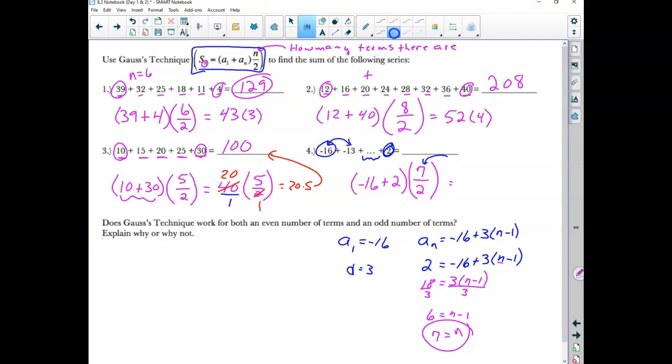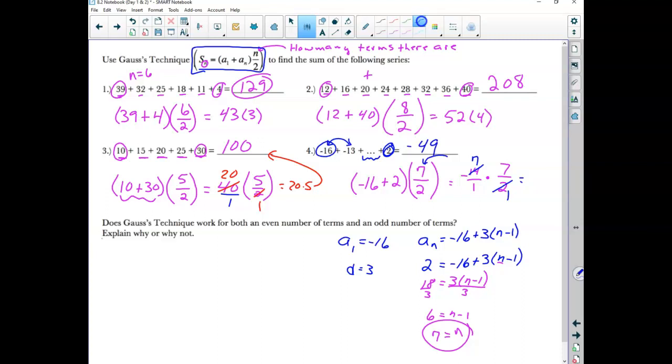So as I'm cruising and bruising across here, negative 16 plus 2, that's negative 14. That's going to get multiplied by 7 over 2. Don't call it 3.5 because it's harder, because now I can reduce that 2 to a 1, that 14 to a 7, and I can say, oh, that's going to equal negative 7 over 1 times 7 over 1. Hey, that's going to equal negative 49 to get that one, okay?